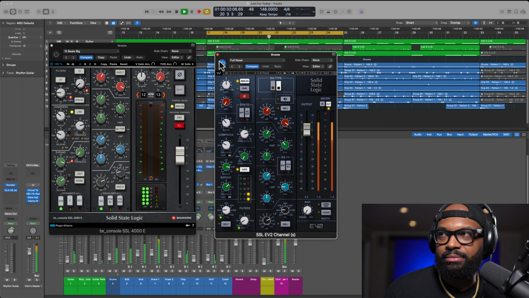So hopefully that clarifies everything, because man, y'all were going in on the comments like, yo, this comparison is trash. So hopefully that helps, especially if you're looking into getting one of these plugins, you only want to get one, and you want to know which one is best.